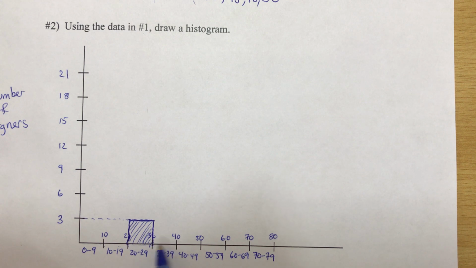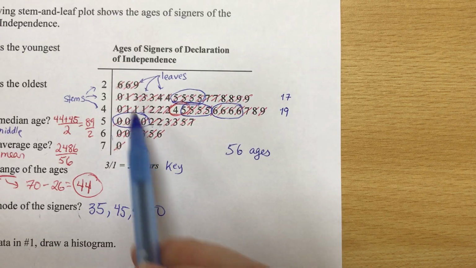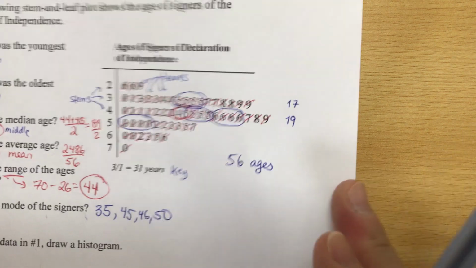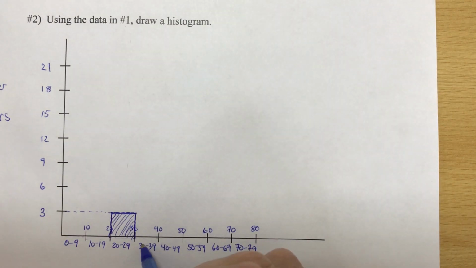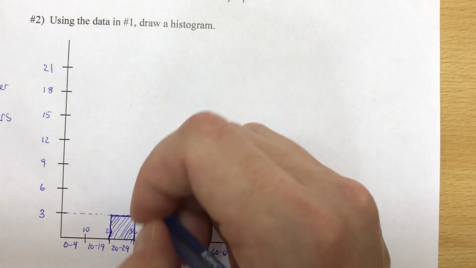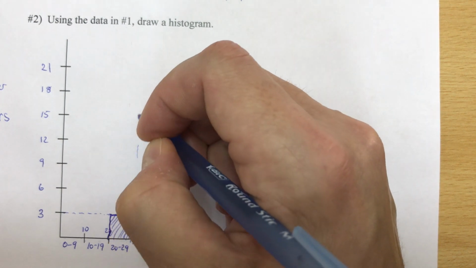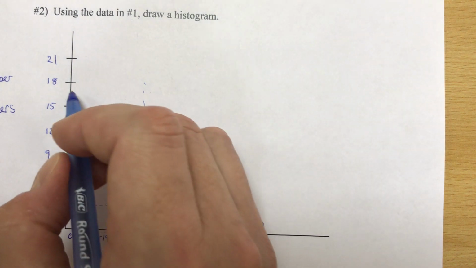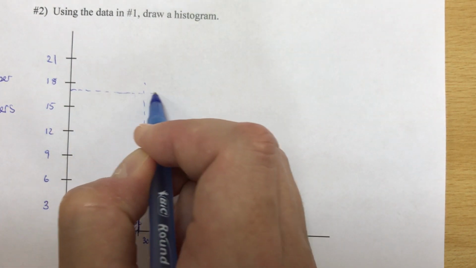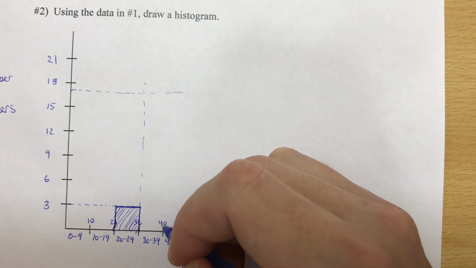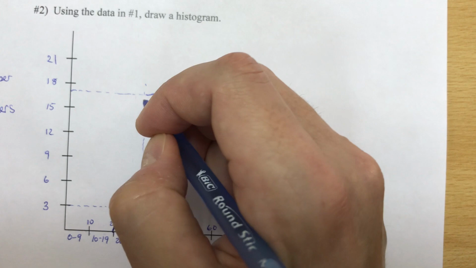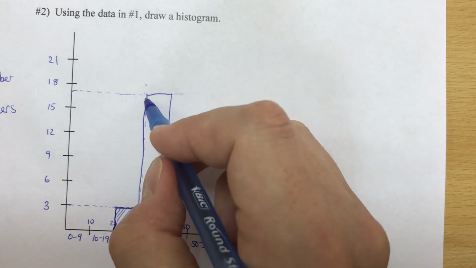So the next column will be from 30 to 39. So in the stem and leaf plot, we counted 17 leaves. That's 17 people. So we're going to go up to 17 now. So from here, we're going to kind of go up like this. Now 17 is between 15 and 18, but it's closer to 18. So I'm going to approximate like this. Okay, and then I'll draw this up. Try to go as straight as I can. All right, and then we'll shade.